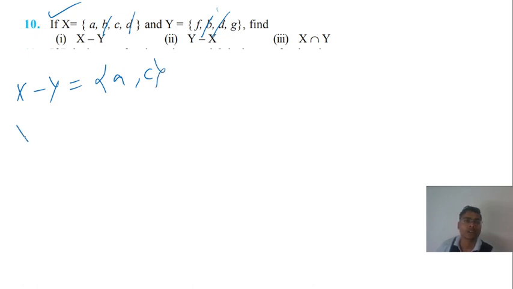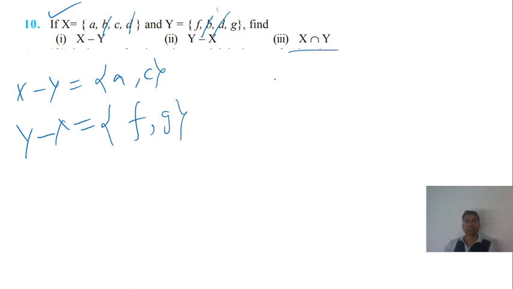Now we will have to write Y difference X. So Y difference X means we will write all the elements of Y that are left after removing X, F comma G. Now they are saying X intersection Y. X intersection Y means what are the common elements between them? The common elements between them are just B and D.